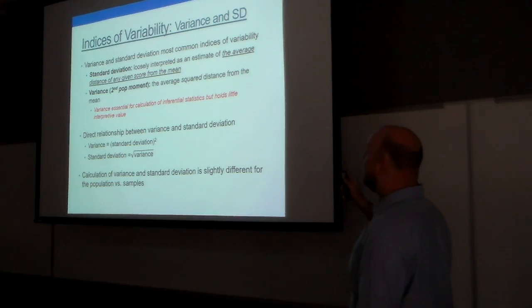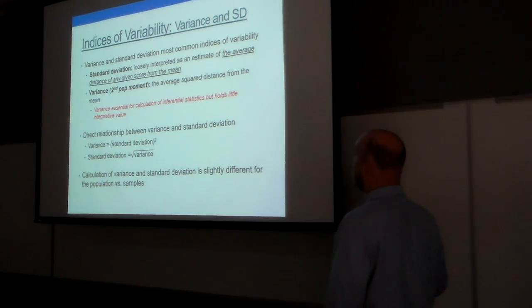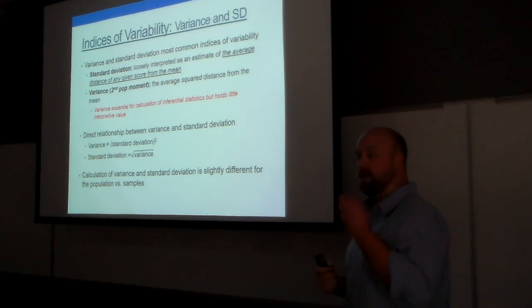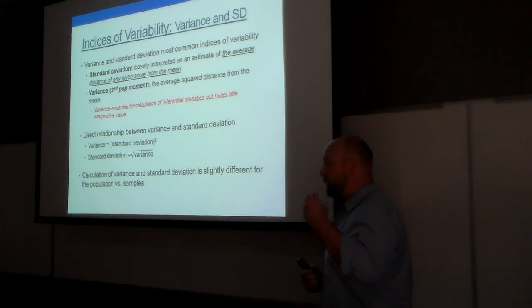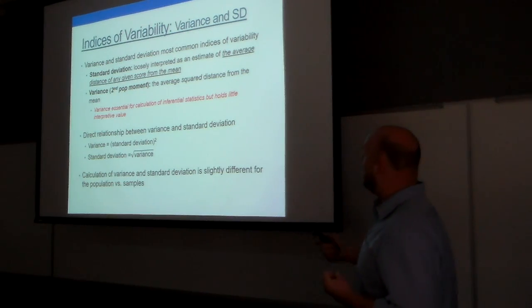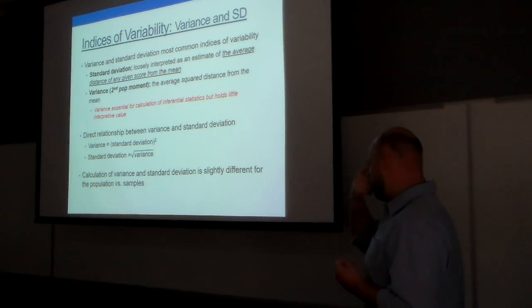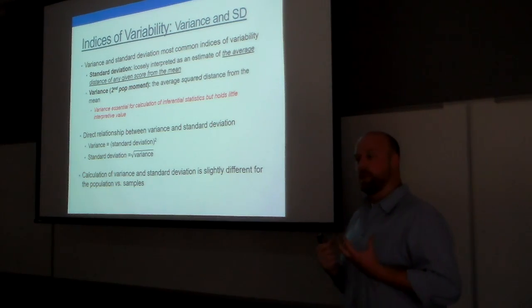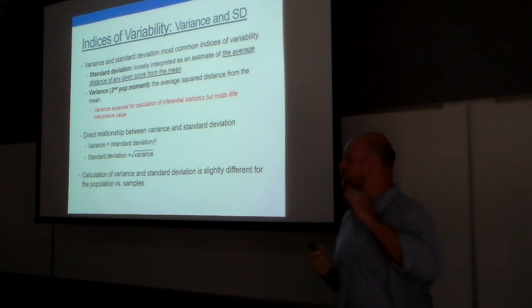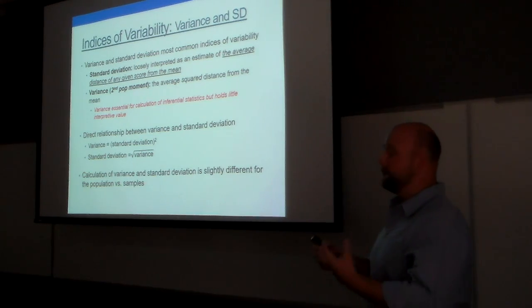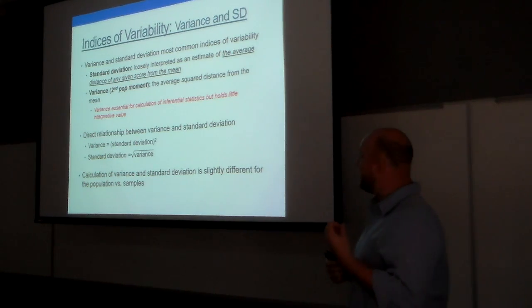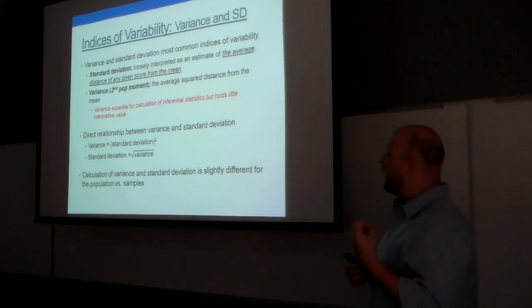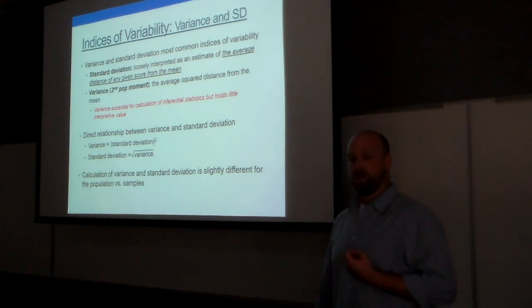All right. So, going through variance and standard deviation. This measures variability, and it's going to be most common. I want you to really solidify conceptually what we're talking about when we talk about standard deviation and variance. Standard deviation, loosely, we'll talk about why loosely, but if you hear standard deviation, you can generally think of it as our best estimate of the average distance of any given score from the mean, right?